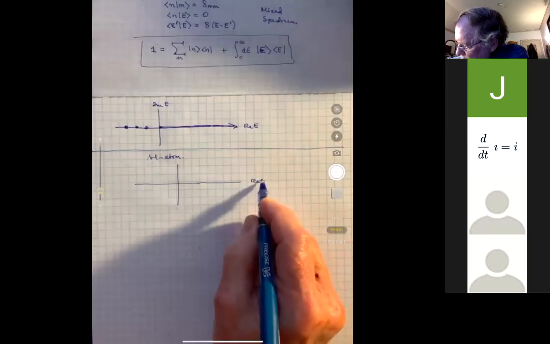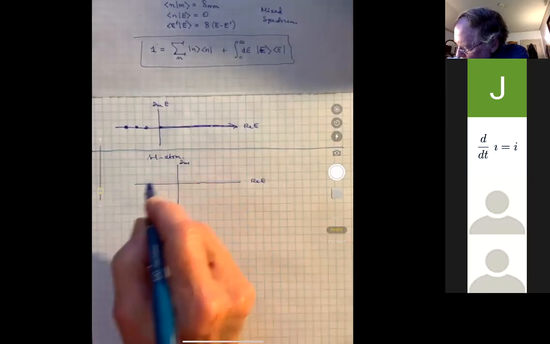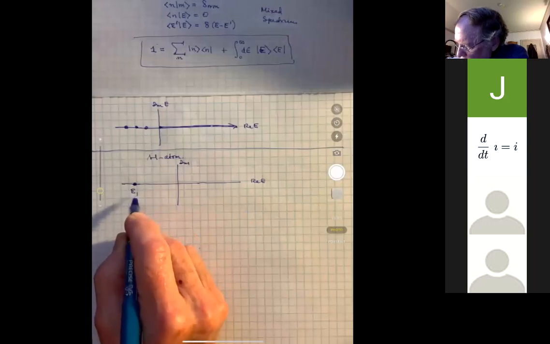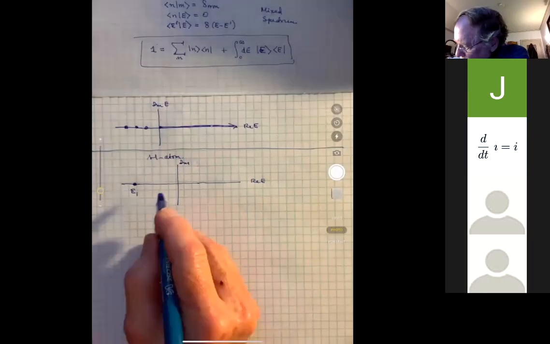Again, we've got the real energy and imaginary energy. There are bound states that have negative energy here. Let's say this is the ground state E1 like that. That's of course minus 13.6 electron volts.